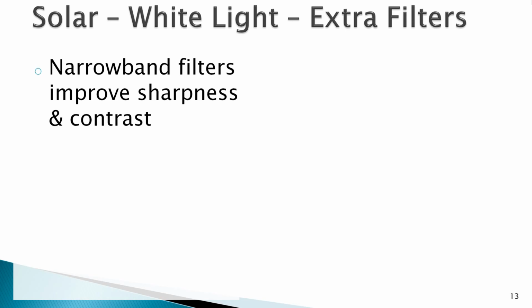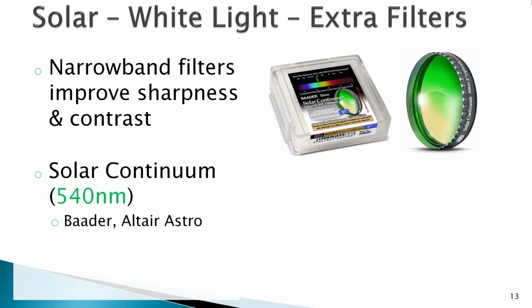The first, and perhaps best known add-on filter for solar observing is the Solar Continuum filter made by Baader Planetarium and also recently by Altair Astro. It centers on 540 nanometers, in the middle of the green part of the spectrum, where our visual acuity is best.